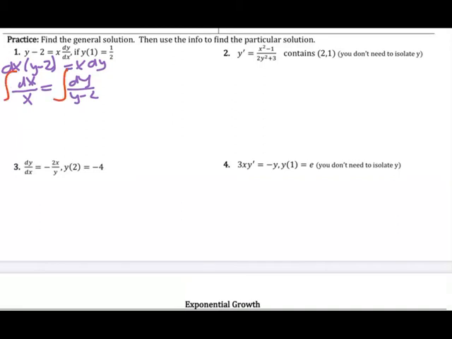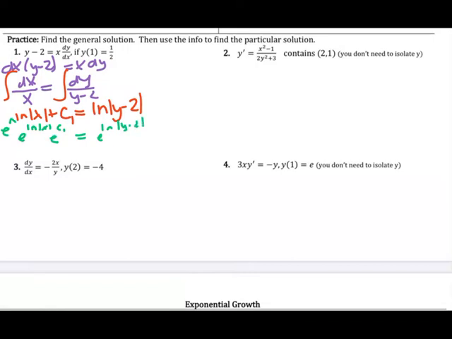Then I'm going to integrate both sides. This is going to give me the natural log of the absolute value of x plus c equals the natural log of the absolute value of y minus 2. So this is kind of ugly looking. I want to actually solve for y here, so I'm going to raise this entire equation e to the power of all of it. So that's going to give me e to the natural log of the absolute value of x times e to the c. So I'm going to split this up, equals e to the natural log of the absolute value of y minus 2.